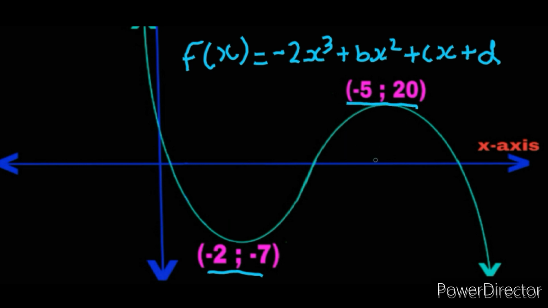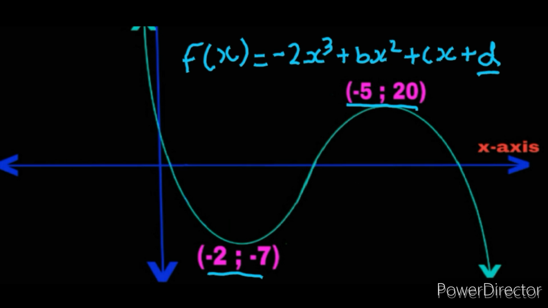Whenever they give you 2 turning points, they are not likely to give you the value of D. So even in the graph, you can't guess what D is. So what do you do in this case? Whenever there's 1 turning point, they will give you the value of D. But whenever there are 2 turning points, they will not give you the value of D, because even when we derive, D will disappear. D will be a constant. We'll find D last. Just remember, when they give you 1 turning point, we'll find D first. But when they give you 2 turning points, we find D last.